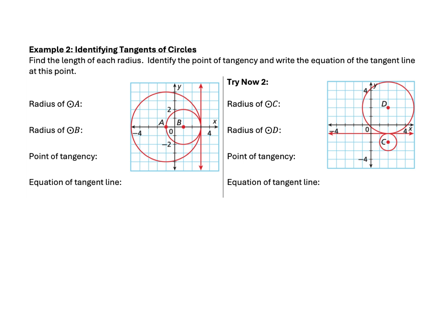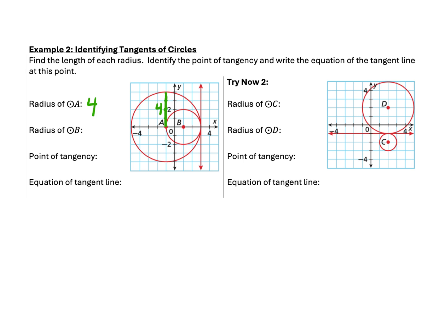In this next example, we're going to look at tangent circles, and we're going to find the length of each radius, identify the point of tangency, and write the equation of the tangent line at this point. For the radius of each circle, you want to count either vertically or horizontally. So for example, in this first circle, I could choose this right here, and I can count 1, 2, 3, 4. So the radius of circle A is 4.